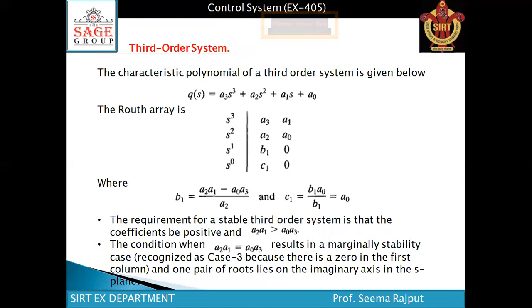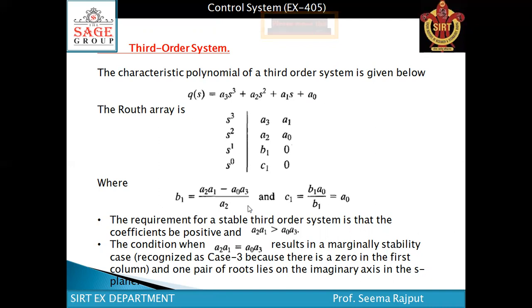Now, for a third order system, the same process is required. The characteristic polynomial of a third order system is given below: a3 s cube plus a2 s square plus a1 s plus a0. That is our characteristic equation. And the Routh array is s cube, s square, s1, s0. So we start with a3, a1, a2, a0, and simplify this Routh table and solve the overall Routh table.